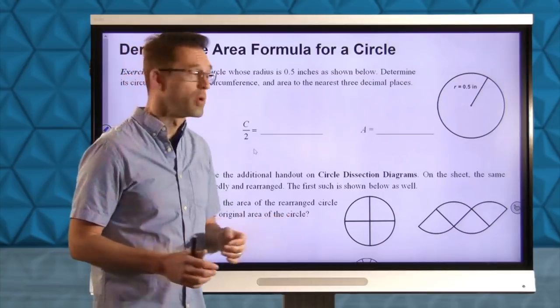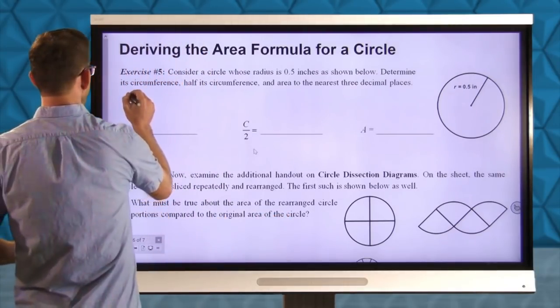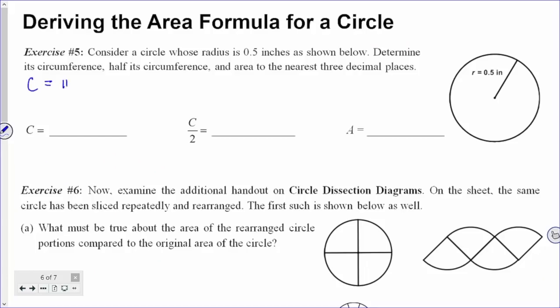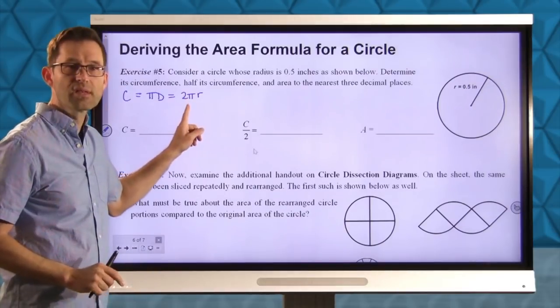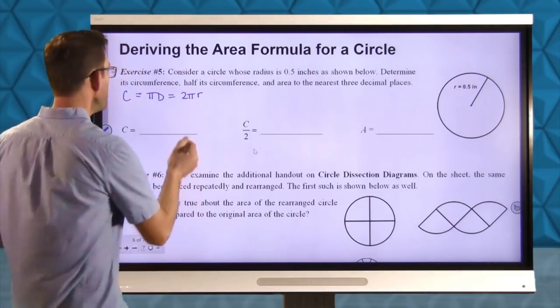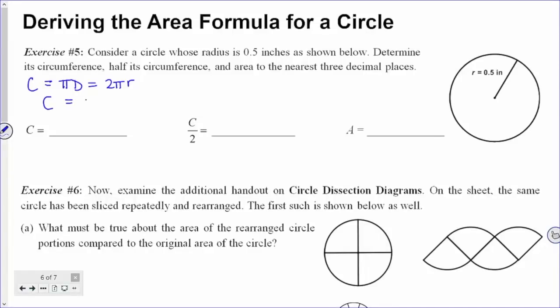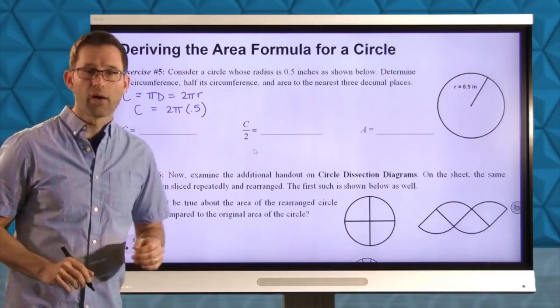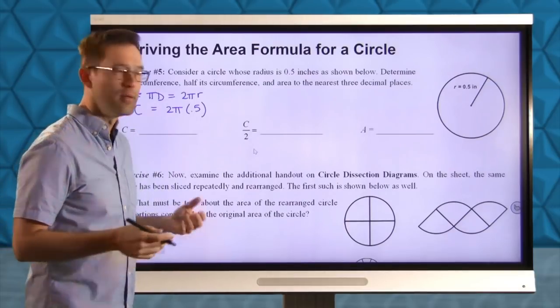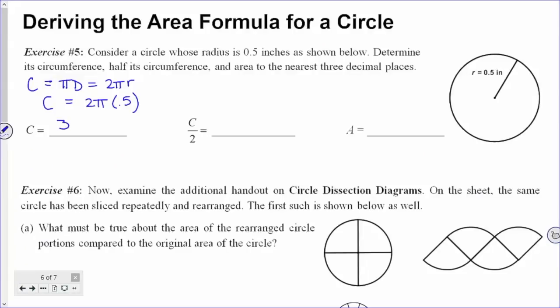All right, let's go through it. So we just did the circumference formula the other day for a circle. The circumference formula is pi times the diameter, which is also 2 pi times the radius. And this one's the one that's going to be more important for us today. So it's pretty simple, we just take 2 times pi times the radius, which is 0.5. And we can crank that into our calculators or not. Either way, accurate to 3 decimal places, the circumference is actually the value of pi, 3.142.